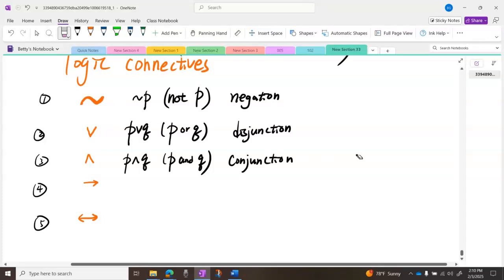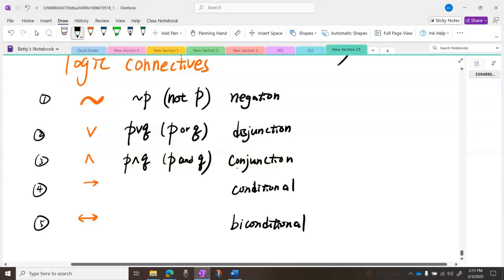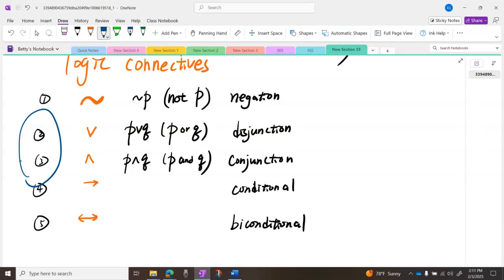And then the other two, I don't think we have time to talk about. Just know this is a conditional, and this double arrowhead is biconditional. So today, for the rest of the 9 minutes, we can talk a little bit about disjunction and conjunction. We understand negation. Disjunction is P or Q. Conjunction is P and Q.